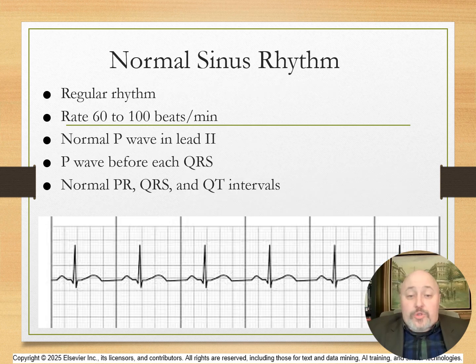Looking at our rhythms, let's begin with a normal sinus rhythm. This reflects normal conduction of the sinus impulse through the atria and ventricles, and any deviation from that sinus rhythm is a dysrhythmia. Thus, it's critical to remember this is your baseline, and it's always going to have a regular rhythm, a rate of 60 to 100 beats per minute, a normal P wave in lead 2, a P wave that precedes each QRS complex, and normal PR intervals, QRS complexes, and QT intervals.